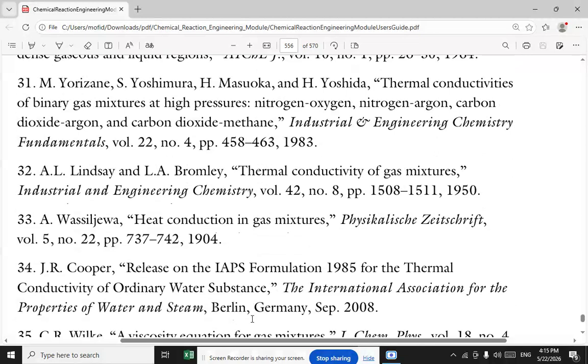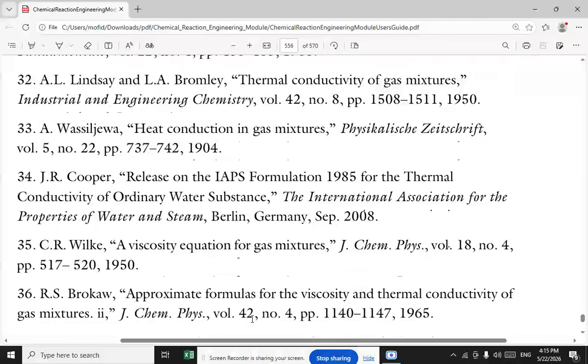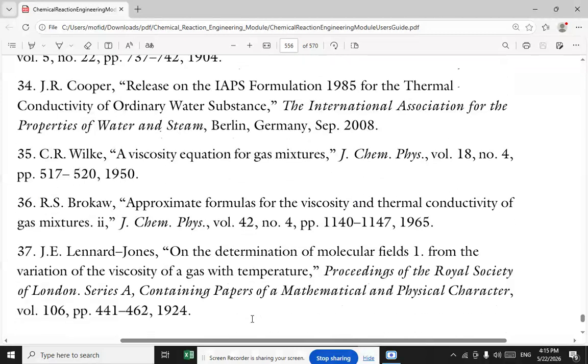The next one was written by Yoshimura and Masuoka, and the name is Thermal Conductivity of binary gas mixtures at high pressure: nitrogen-oxygen, nitrogen-argon, carbon dioxide-argon, and carbon dioxide-methane. The next one was written by Lindsay, Thermal Conductivity of gas mixtures. The next one was written by Vasilieu. The name is Heat Conduction in Gas Mixtures. The next was written by Cooper. The name is Release on the IAPS formulation 1985 for the thermal conductivity of ordinary water substance.